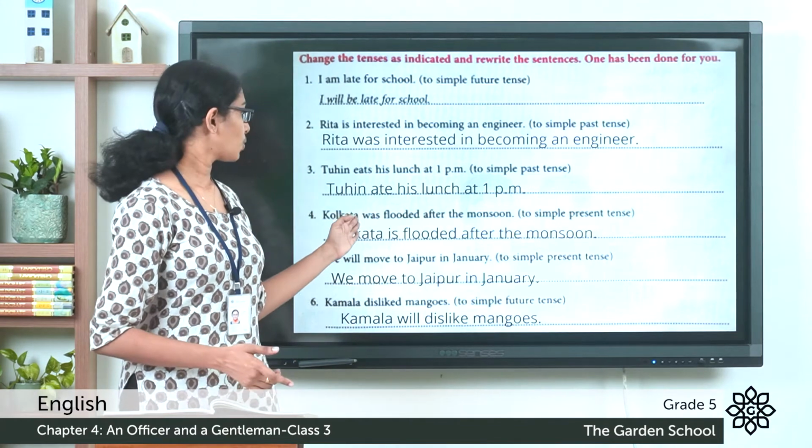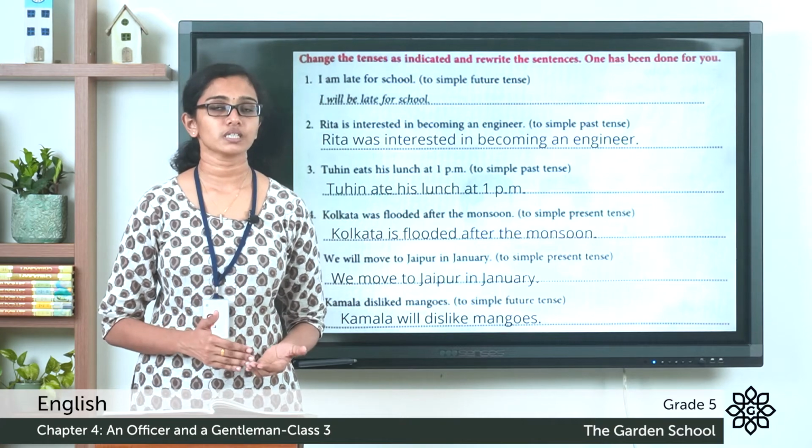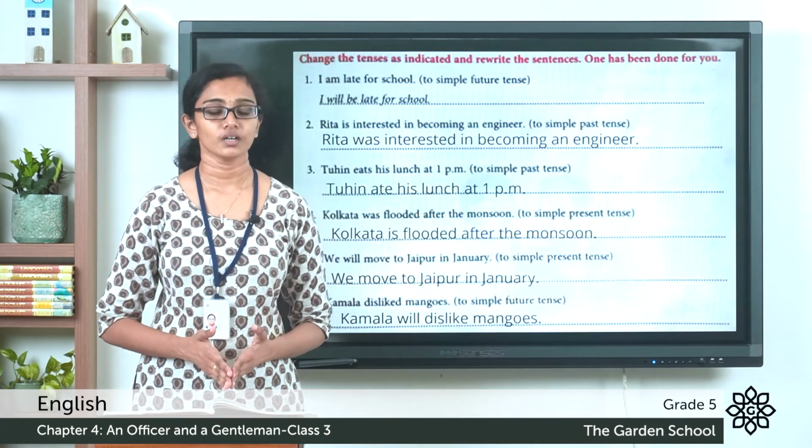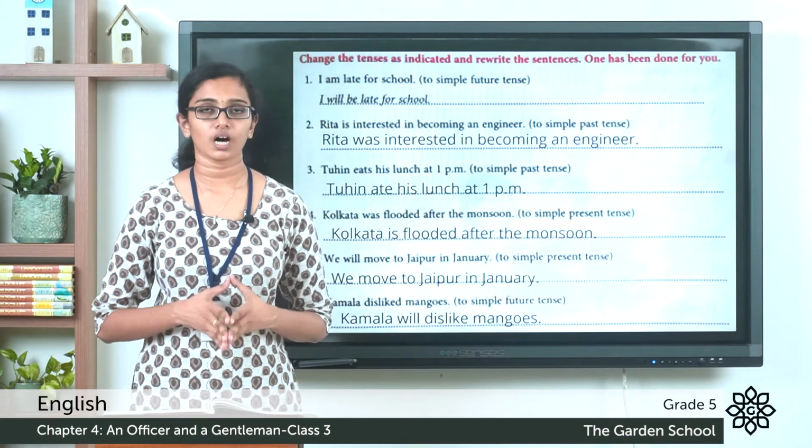Here it is was. So was is in past tense form. What is the present tense form of was? It is. So let's rewrite this sentence as Kolkata is flooded after the monsoon.